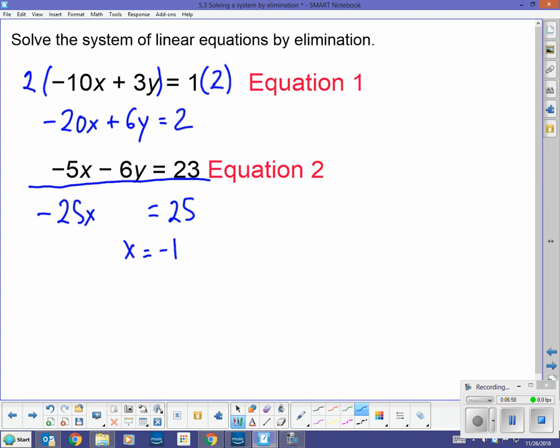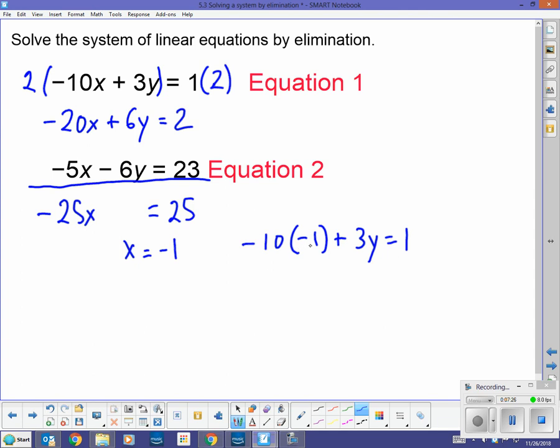Okay, so now I can take this and substitute it into either of these equations here. It doesn't matter which one. Looking at these numbers, this big 23 looks like it might be a pain, so I'm going to use the first equation up here, the negative 10x plus 3y equals 1. So negative 10 times negative 1 plus 3y equals 1.